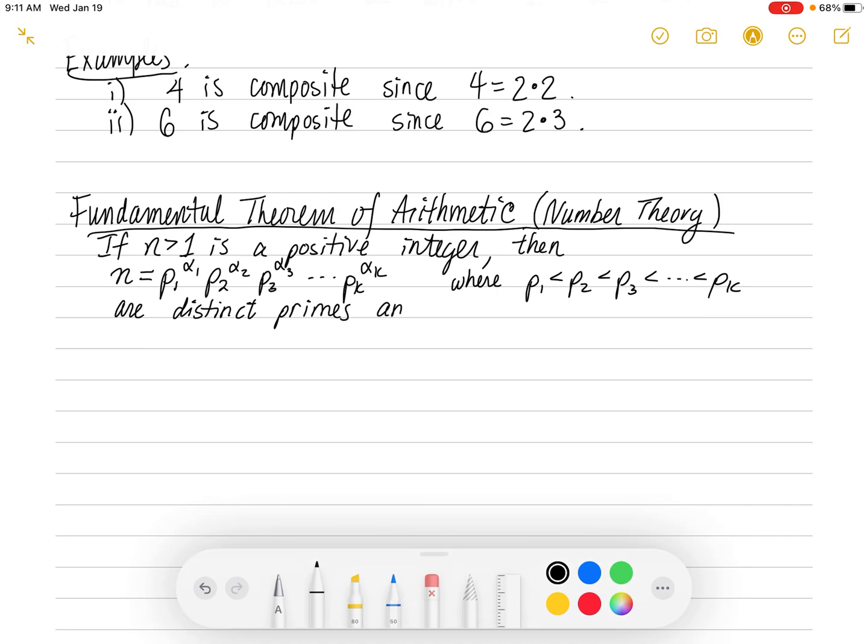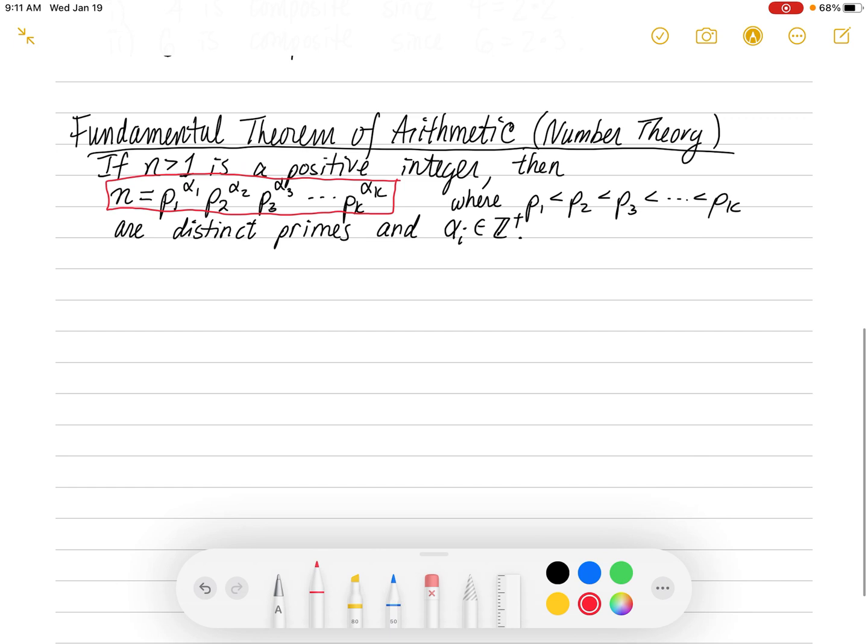And the alpha i's, alpha 1, alpha 2, alpha 3, and so on through alpha k, we'll call those the alpha i's. The alpha i's are positive integers. So essentially what this is telling us is that if you take any positive integer that's greater than 1, you can break it up into a product of primes that have exponents. This is called the prime power factorization. So it's basically saying that every positive integer greater than 1 has a unique prime power factorization.